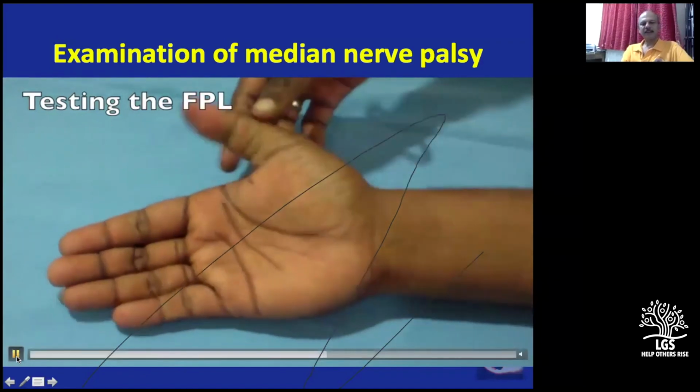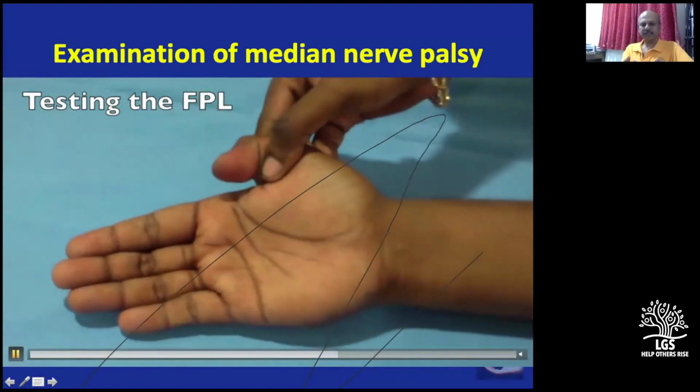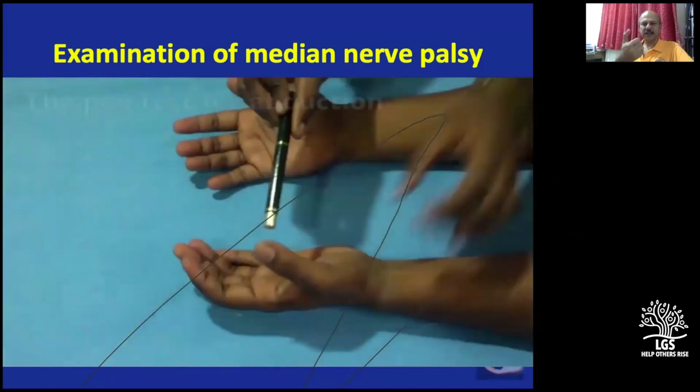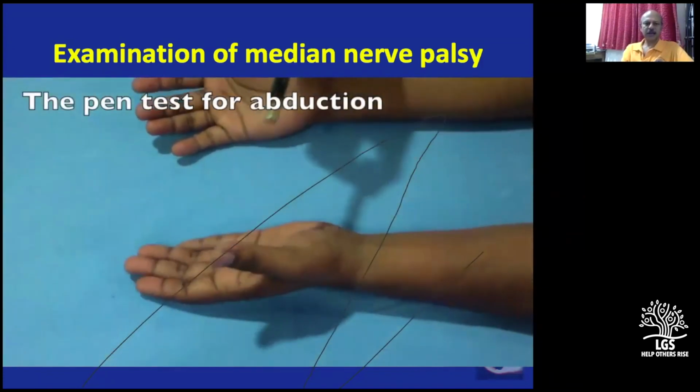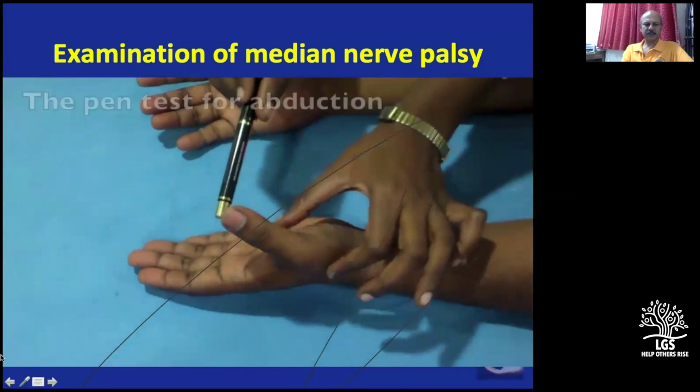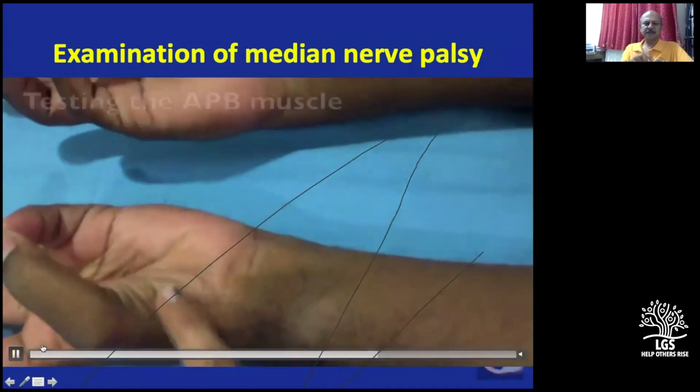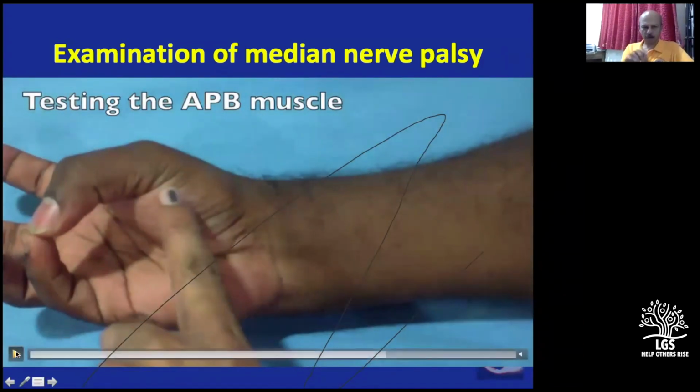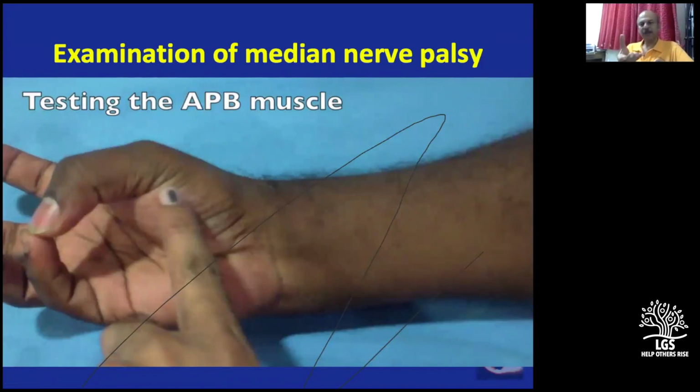Now the FPL is checked by supporting the proximal phalangeal region, and the patient is asked to flex the IP joint. Now the pen test for abduction. First it must be demonstrated on the normal hand. We must ask him to do palmar abduction of the thumb and then ask him to touch the pen which you are holding parallel to the palm.